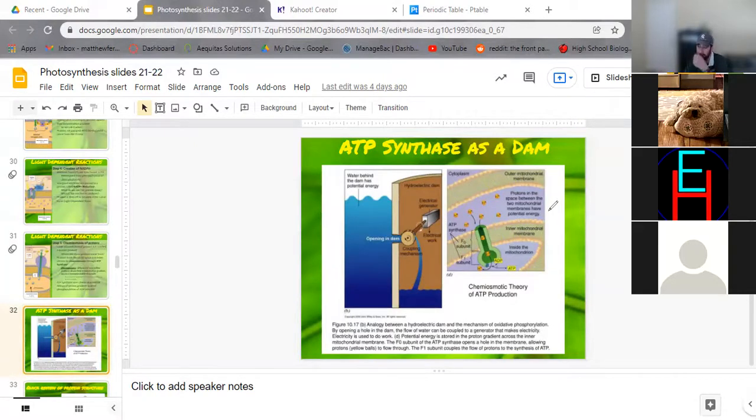And I know this says mitochondrial, so don't worry about the fact it says mitochondrial, because we're going to talk about this next unit. But the point is that we see the same thing happening here, right? In the dam, water is flowing through and it's turning the turbines and it's creating static electricity. In ATP synthase, water is flowing through, it's turning the turbine and creating energy.